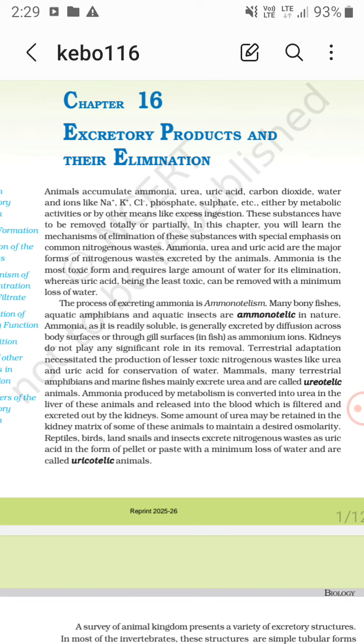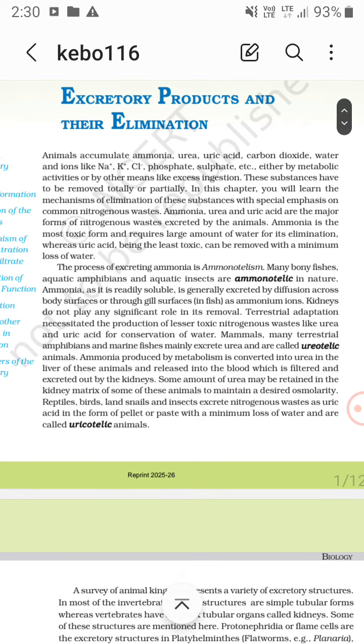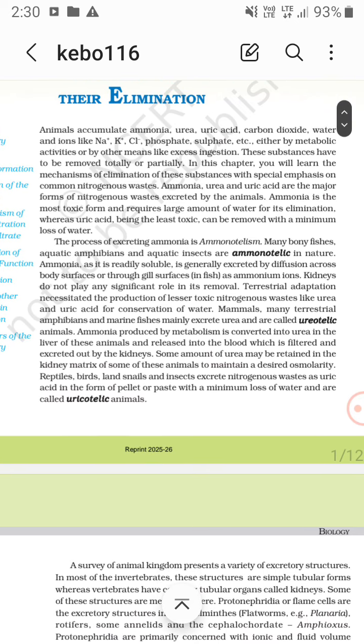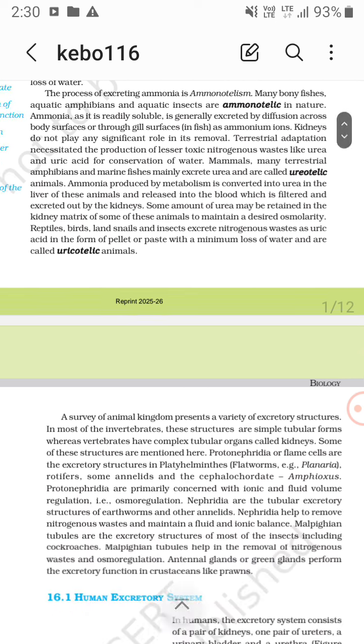Ammonotelism: many bony fishes, aquatic amphibians and aquatic insects are ammonotelic in nature. Terrestrial adaptation necessitated the production of less toxic nitrogenous wastes like urea and uric acid for conservation of water. Mammals, many terrestrial amphibians and marine fishes mainly excrete urea, so these are ureotelic animals. Uricotelic animals are reptiles, birds, land snails and insects, which excrete uric acid in the form of pellet or paste with a minimum loss of water.